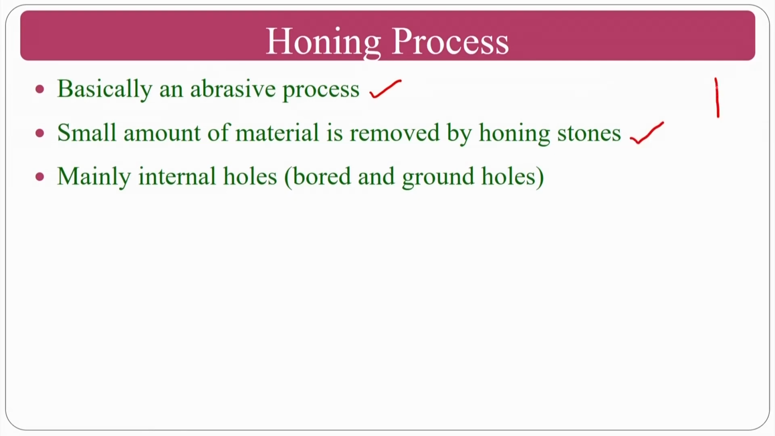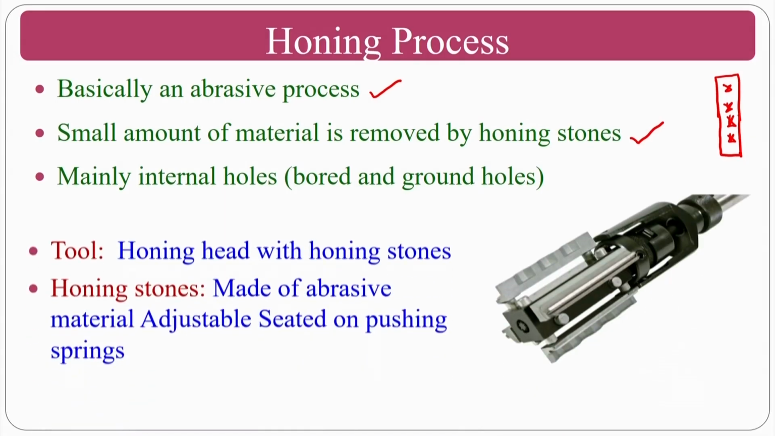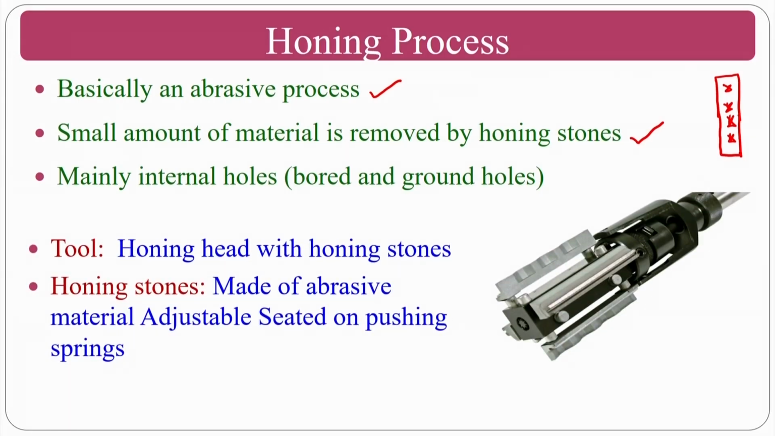The honing sticks will look like this, wherein you have abrasive particles like this. These abrasive particles will remove the material, mainly from internal holes. As you have seen in the previous slide, it is used for internal boring, internal surface corrections as well as internal surface finish applications. You can see the tool which is used in honing is called a hone.